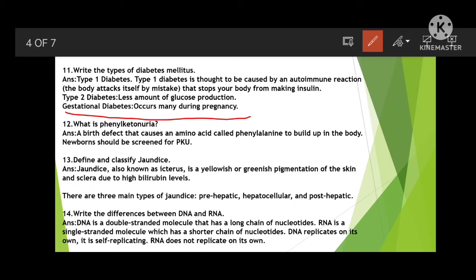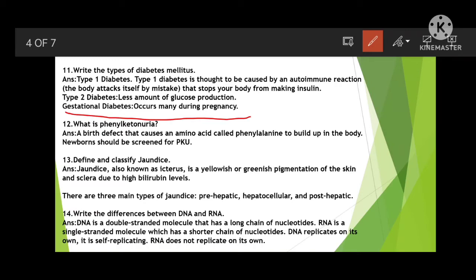Define and classify jaundice. Jaundice, also known as icterus, is a yellowish and greenish pigmentation of the skin and sclera, meaning the sclera of your eye. That leads to high bilirubin levels. There are 3 main types of jaundice: prehepatic, hepatocellular and posthepatic. These are the 3 important classifications.